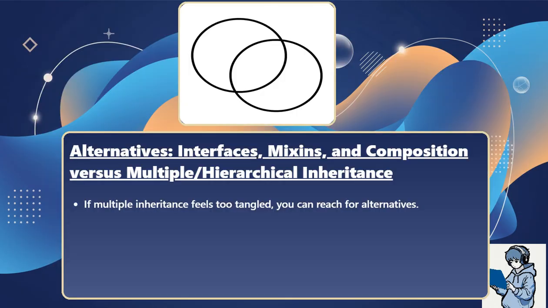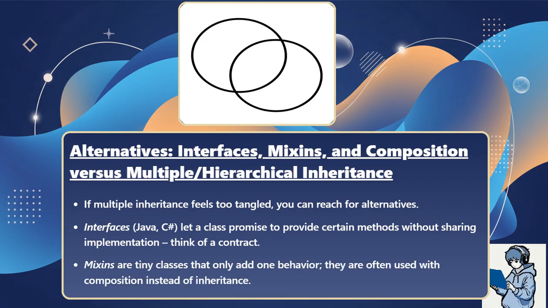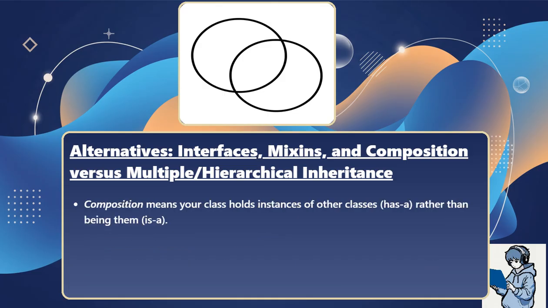If multiple inheritance feels too tangled, you can reach for alternatives. Interfaces, in Java and C#, let a class promise to provide certain methods without sharing implementation. Think of a contract. Mixins are tiny classes that only add one behavior, and they are often used with composition instead of inheritance. Composition means your class holds instances of other classes. Has-a rather than is-a.